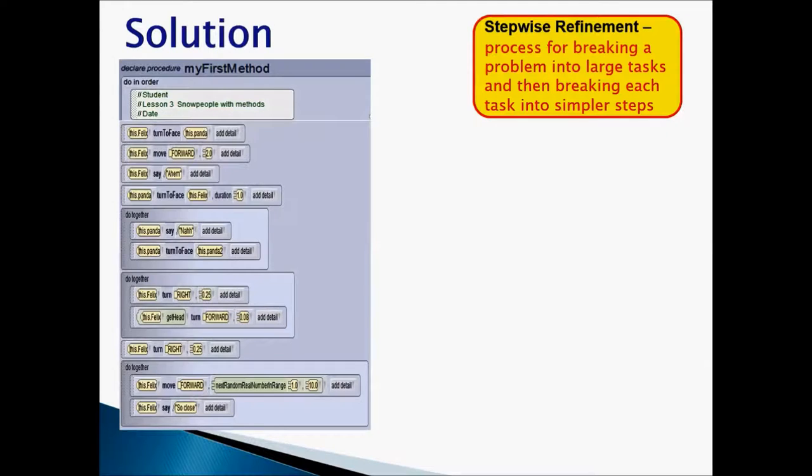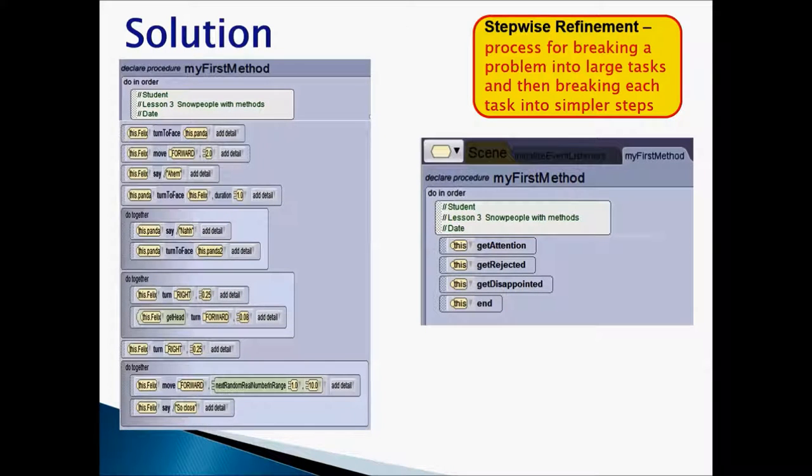Now the solution is going to be a stepwise refinement. As learned in a previous lesson, stepwise refinement is nothing but breaking a problem into large tasks and then breaking those into simpler tasks. So we're going to break this problem into four larger tasks: get attention, get rejected, get disappointed, and end. End is optional. If in your story you have an end, then we'll have an end. Otherwise, the end procedure is optional.